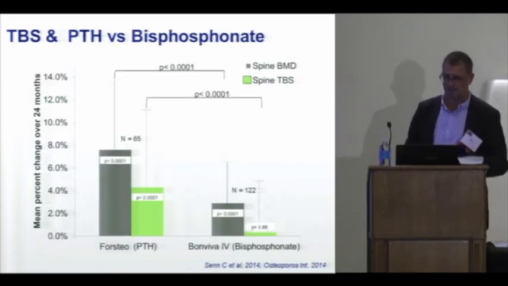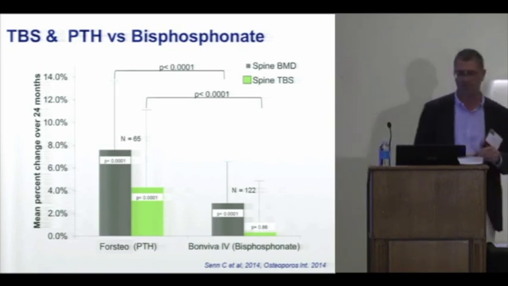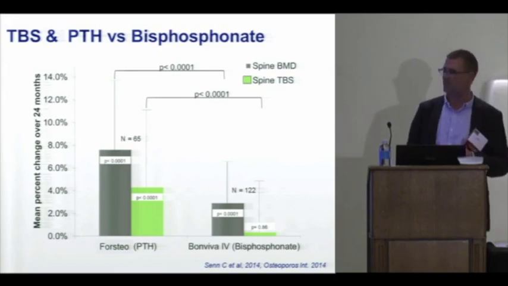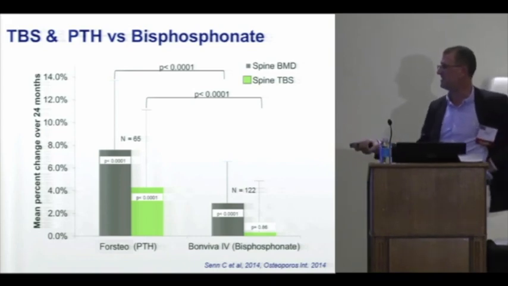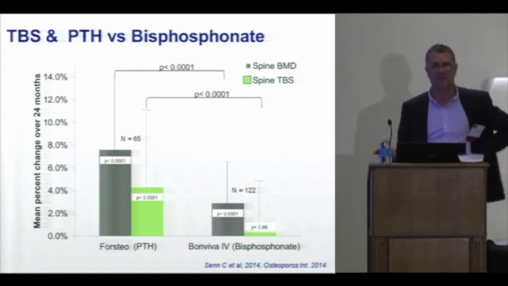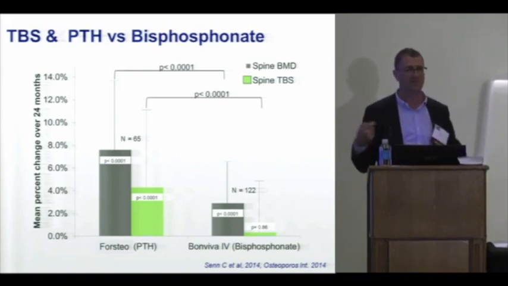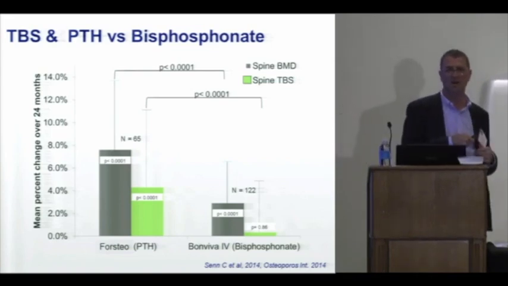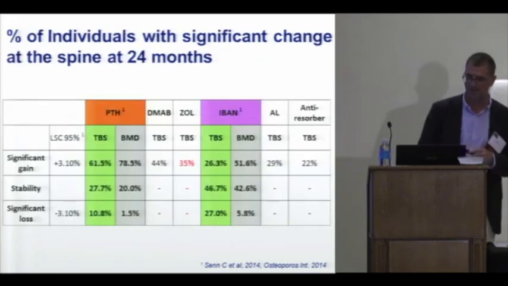This is another study that has been published in OI recently by a group from Bern. It's a head-to-head between Forsteo and Bonviva. And what you see here, again, if I start with Bonviva, the bisphosphonate, you have an increase in the density and just a positive, non-significant increase or a stable result for the TBS. But you had about 4.3% increase with teriparatide. In other words, you seem to have a double response compared to what we've seen, for example, with the denosumab.